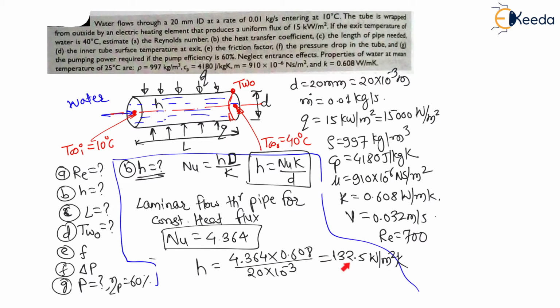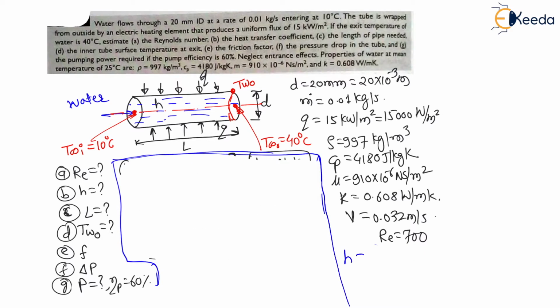So again this h is required. This h is required later for the second question. So let us write here: we have calculated h as 132.5 watt per meter square Kelvin. Now let us go for the third question.